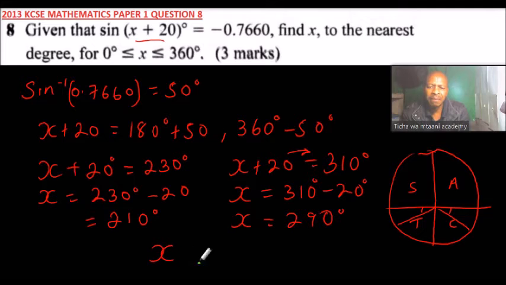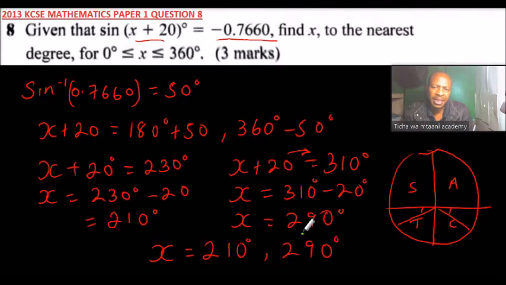So it means the values that satisfy are x is equals to 210 and 290. Why? Because if you add 210, you add 20, you get 230. When you get the sine of 230, it will give you negative 0.7660. 290, you add 20, it will be 310. When you get the sine of 310, you get it is equals to negative 0.7660.